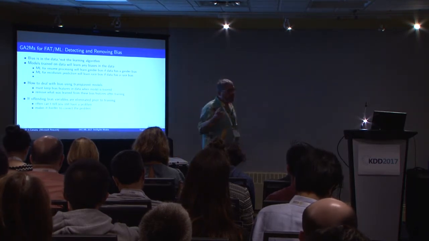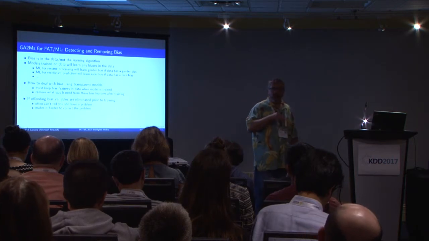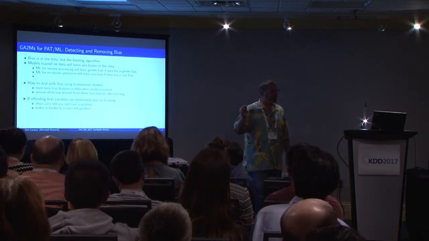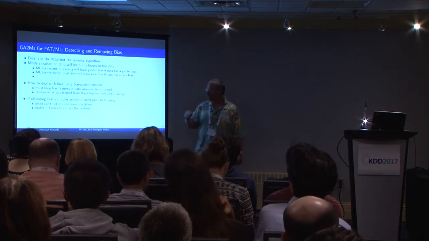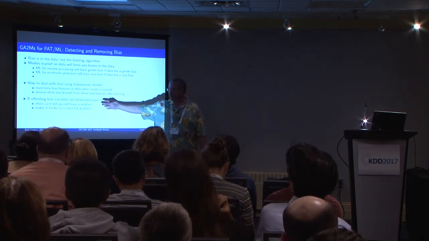Now, if you remove the offending bias variables before, remember you're sort of committing yourself to doom, right? That is, the bias will probably still be in the model, or most of it. You won't be able to detect it, and you won't be able to fix it.